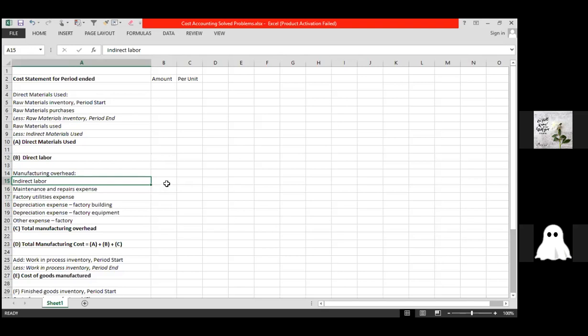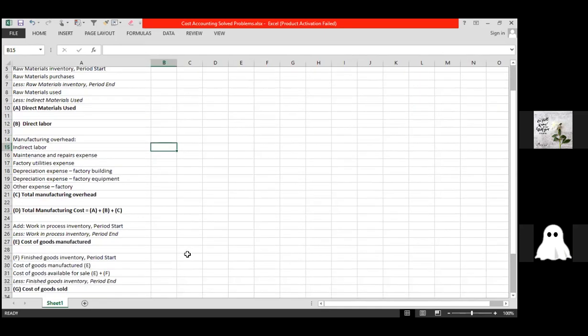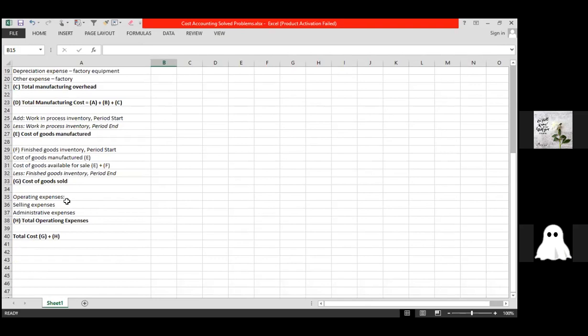So you have to remember such things: a janitor working on the shop floor will be indirect labor, whereas a janitor working in the office will be administrative expense or operating expense. So you just have to remember three things here. Just like in our financial statements, we had to remember two things. Here you have to remember three things.